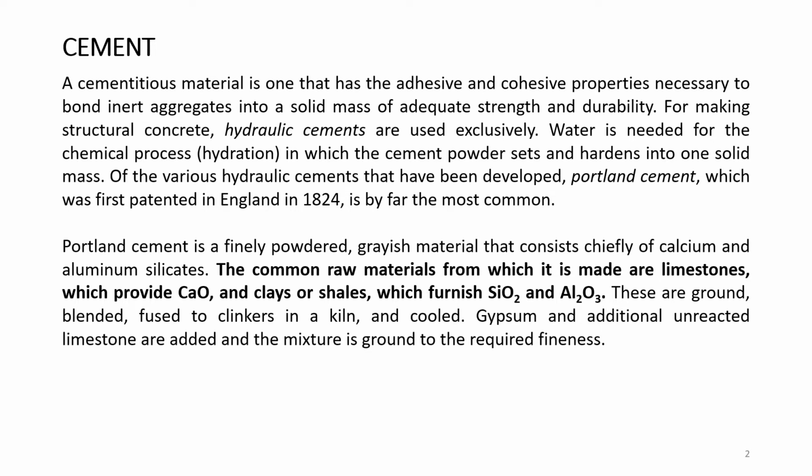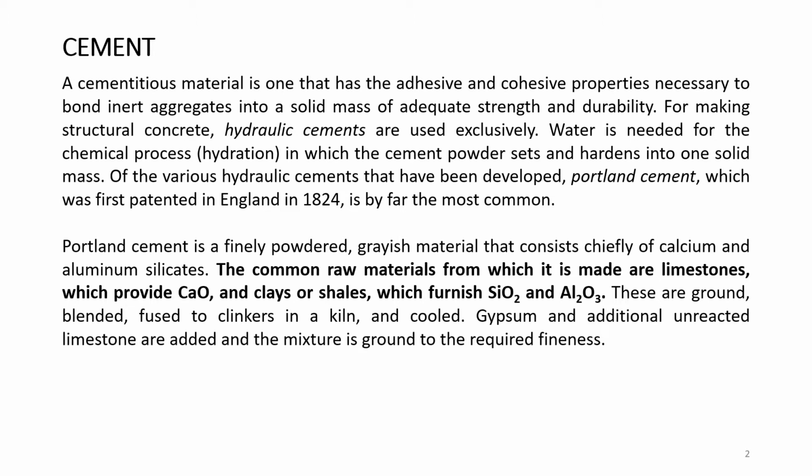The raw materials of cement are limestone, whose chemical name is calcium oxide, and clays or shale which furnish silicon dioxide and aluminate. These are ground and blended and fused to clinkers, that means heated in a kiln to clinkers and cooled. Gypsum and additional untreated limestone are added and the mixture is ground to the required fineness.